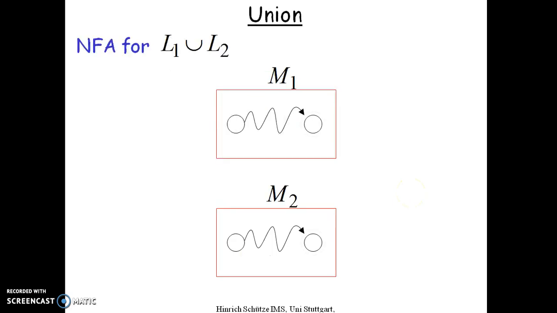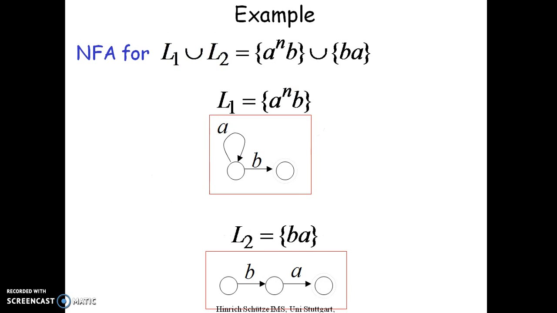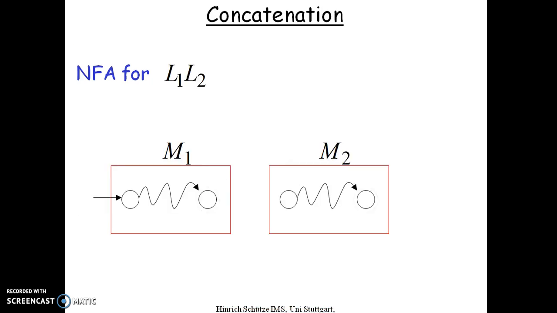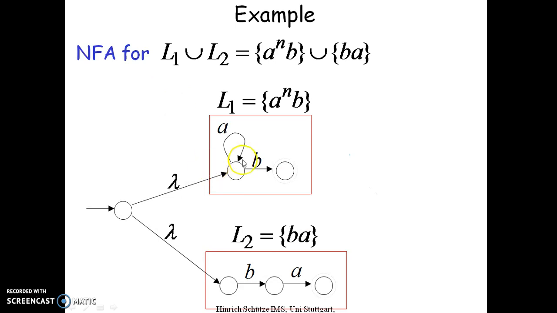So to construct the union between these two, you consider both the machines, consider a new initial state, and from that add an epsilon transition, or a lambda transition, to the initial state of each machine. Next, for the same example, I'm having here two acceptance states. So this is for union.